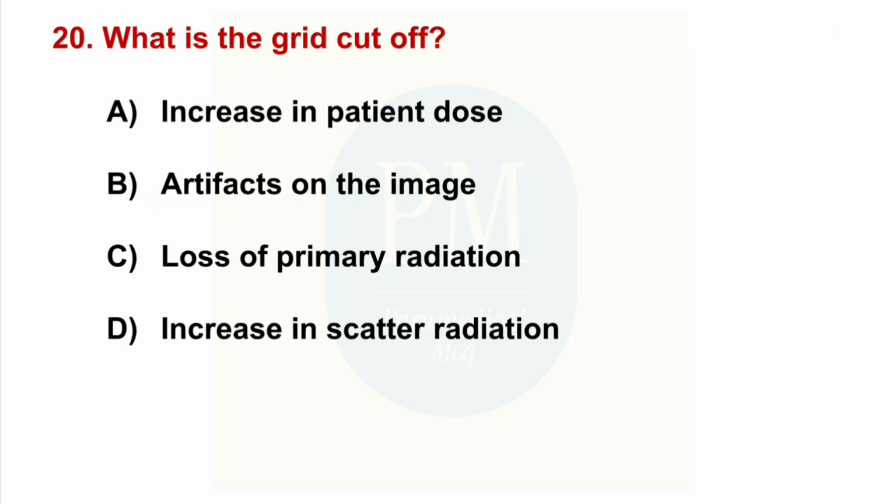What is grid cutoff? Option A, increase in patient dose. Option B, artifacts on the image. Option C, loss of primary radiation. Option D, increase in scattered radiation. The correct option is option C, loss of primary radiation.